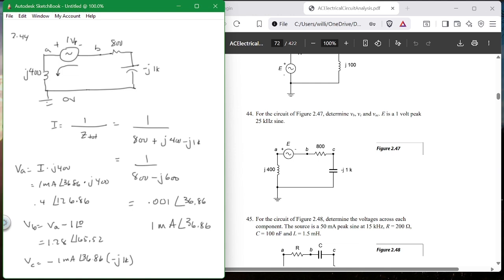Minus 0.001 angle, 36.86 times a minus 1,000 I equals... I'll get it, minus 0.001 at angle 36.86 times minus 1,000 I equal, they still give me an error.